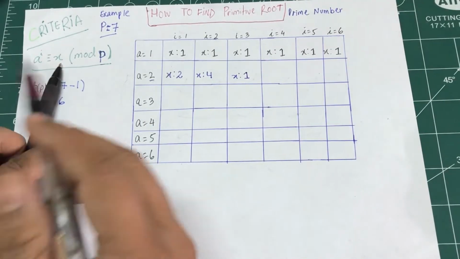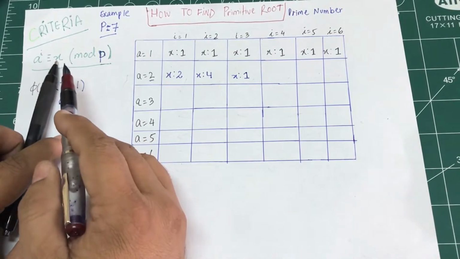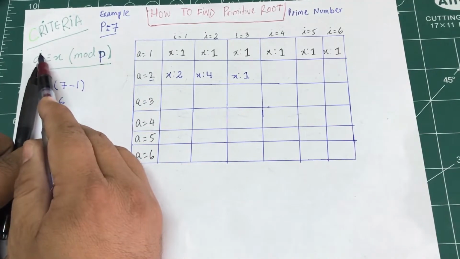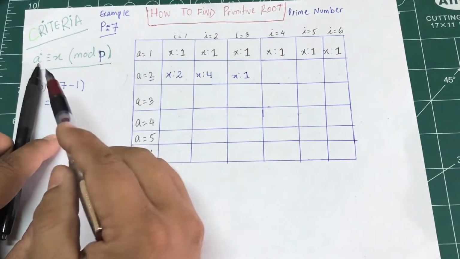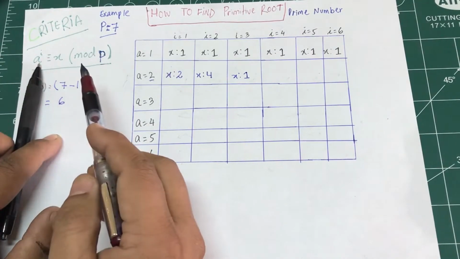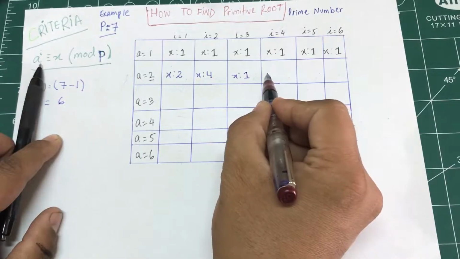All right. Let's try 2 raised to 4. 2 raised to 4 is 16. So in place of a, we're using 2. In place of i, we're using 4. So 2 raised to 4 is 16. 16 mod 7 would give me what?